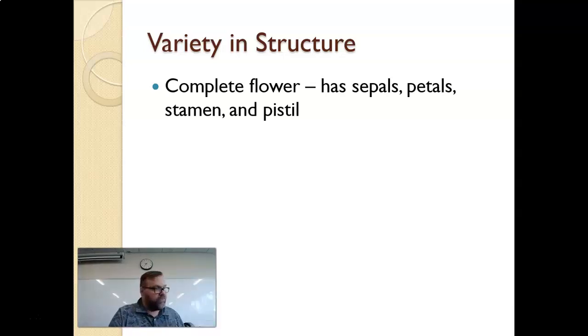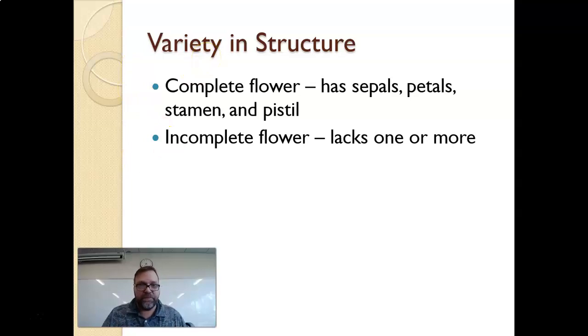Talking about complete flowers. A complete flower has sepals, petals, pistils, and stamens. That's a complete flower. In other words, it has everything it needs. It has both the male and the female reproductive parts. That's called a complete flower. Incomplete lacks one or more.